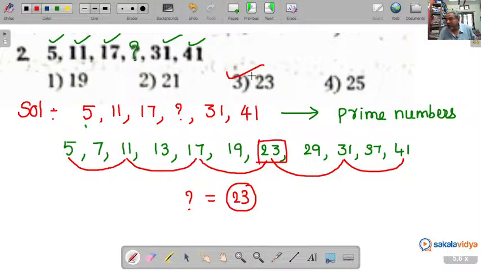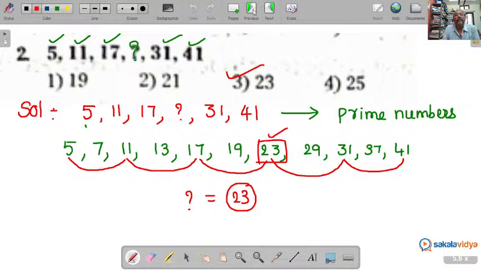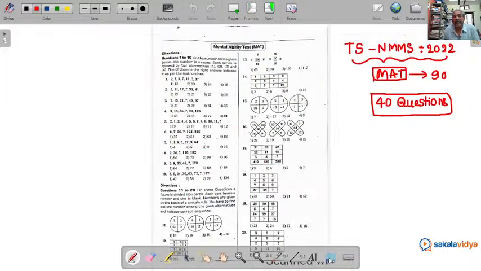So this problem is also related to the prime numbers itself only, but alternative prime numbers have been selected here. So among them 5, 11, 17 and 31, 41 given, missing is 23. So our answer is 23. I hope it's very clear to you. So now let us move to the next question, third question.